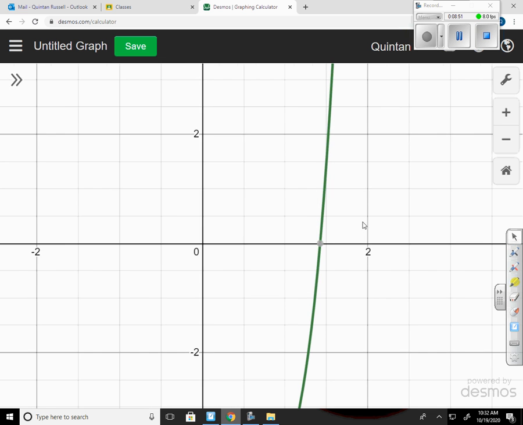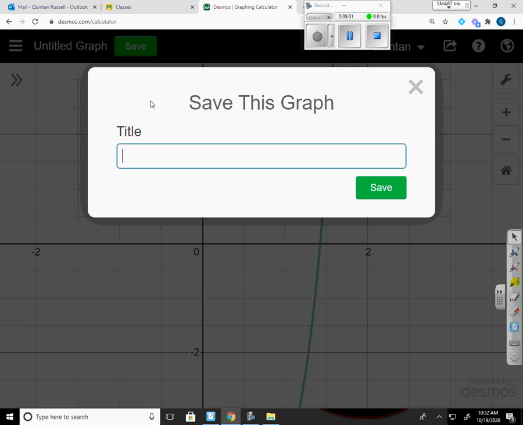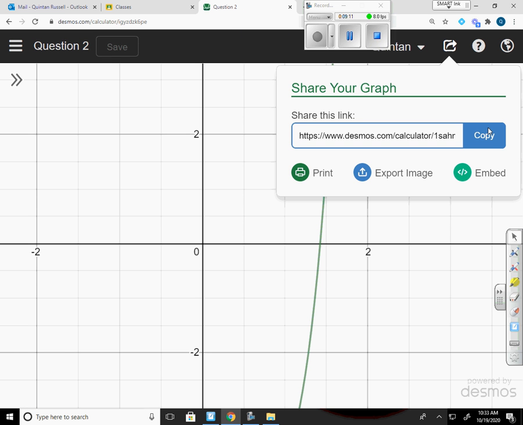Now what if I had asked you to do this on a homework assignment, on a quiz, or on a test? The easiest way to do that is you can save this. Like let's say this was question 2. You can click save. You can click this, copy, and you can just send me the link right in your assignment. So under the comments of where you turn your assignment in, you write question 2 and send me this link. You could also export the image.